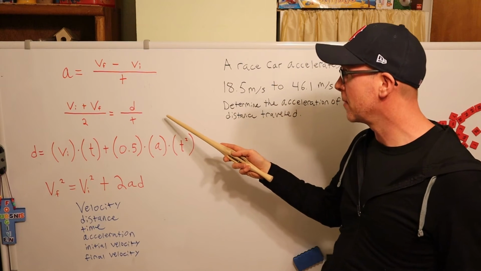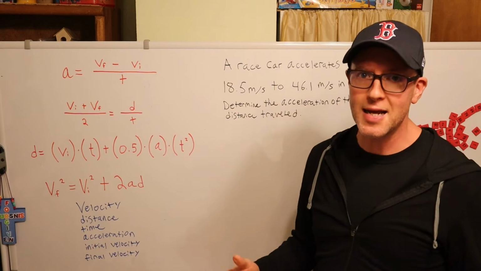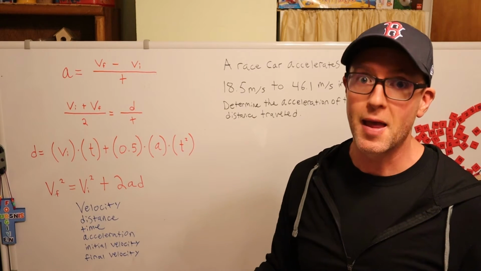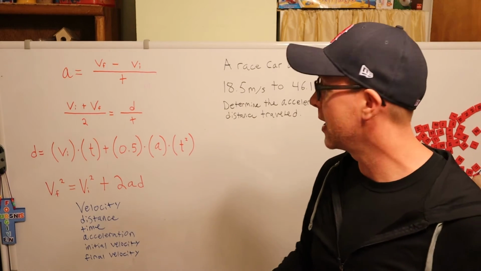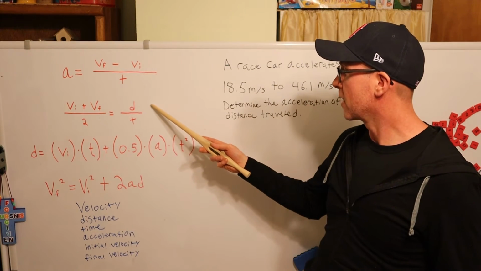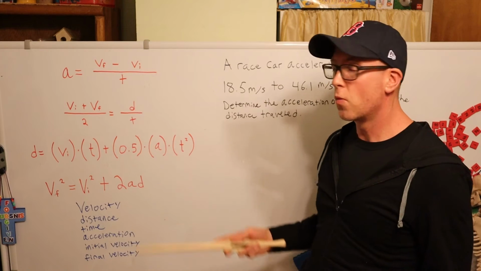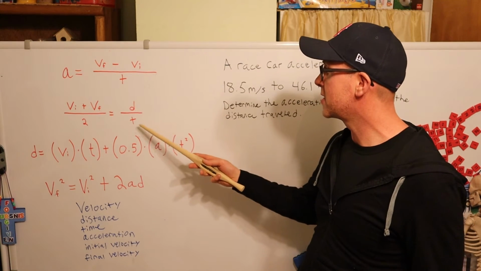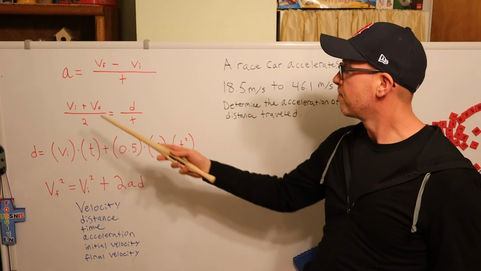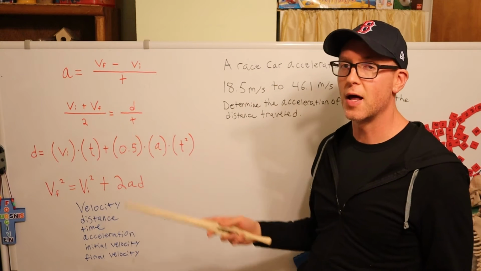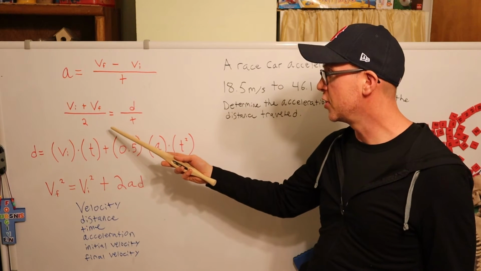The second equation is actually related to velocity, and it's really just simply another way of expressing average velocity, okay? So you know that velocity is distance divided by time. Well, you can also express that like this. Distance divided by time is equal to initial velocity plus final velocity divided by 2.